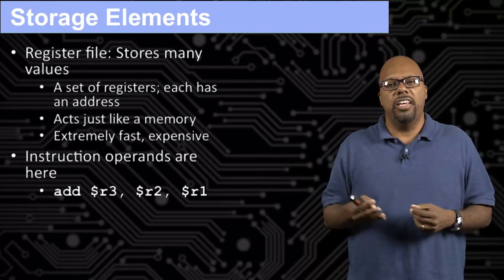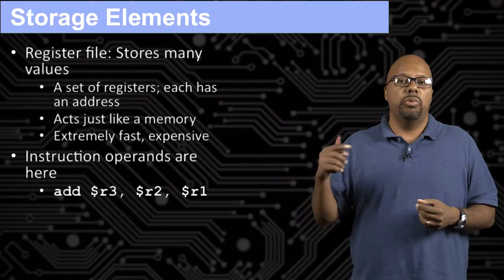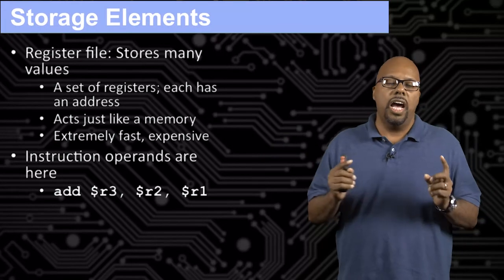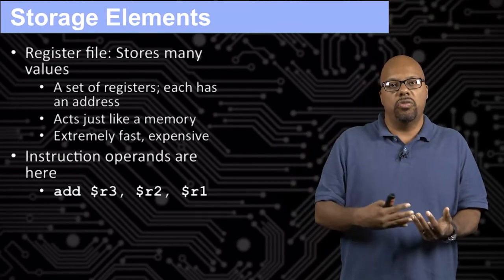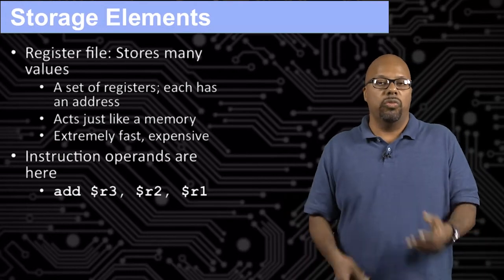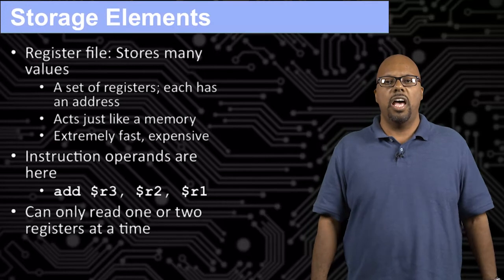So what this instruction does is it takes the contents of register R1 and the contents of register R2, adds them together, and puts the result in register R3. Commonly, these microcontrollers are reading data out of registers and putting results into registers. Because they're fast, you want to work with registers all the time if you can. You can only read one or two at a time.